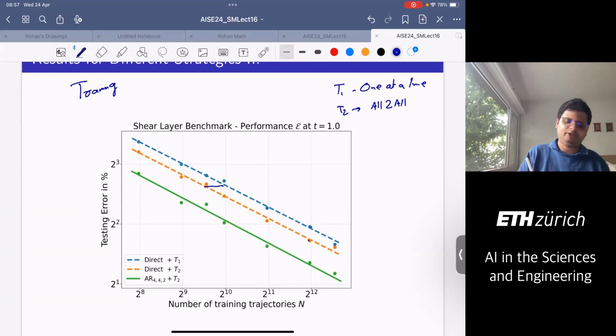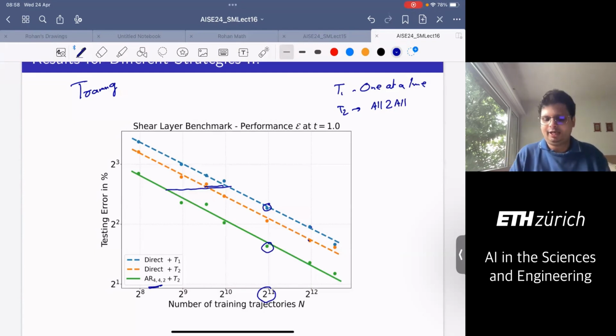And if you sort of couple this together with an autoregressive rollout, this is 442, then you can see very clearly that there is a significant gain. So for instance, with 2048 trajectories, you can go down from about 5% to 2.5% or something like that, right? So this really pays off. And of course, the training is more expensive now because you're taking into account more data points. But this is the strategy that we are going to leverage from now onwards, that we are going to train all to all. And in terms of inference, we can either do direct or we can do autoregressive, depending on the context that we are in.